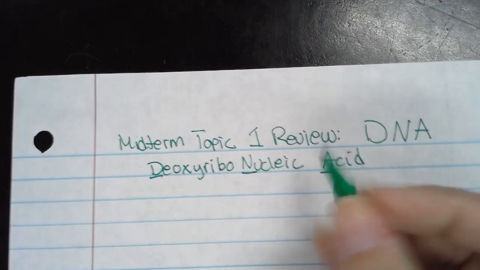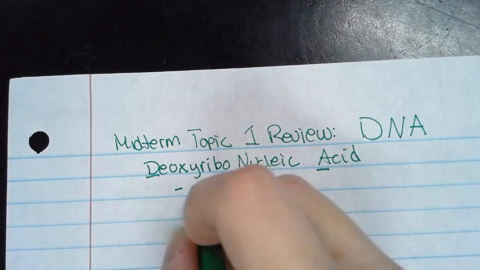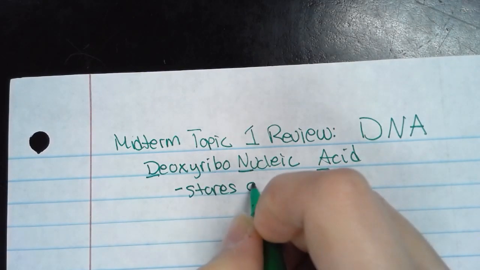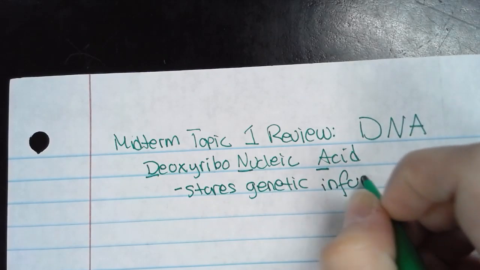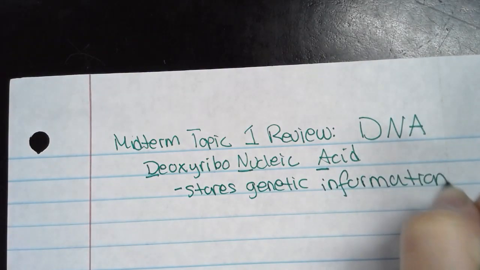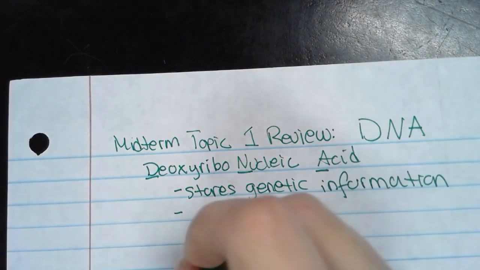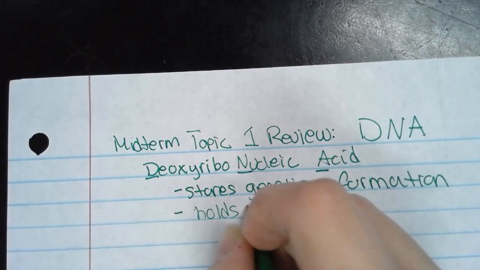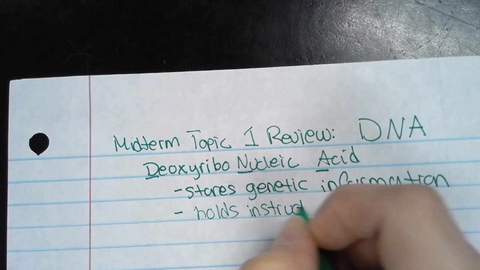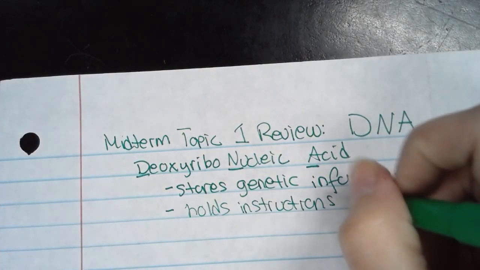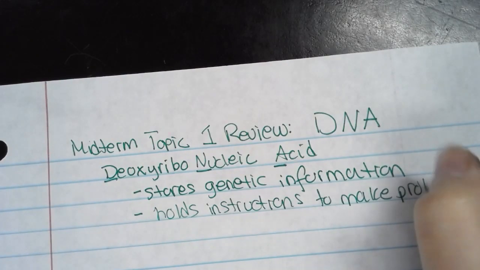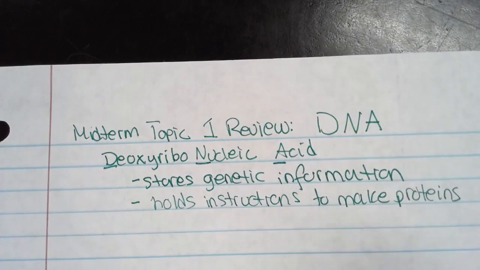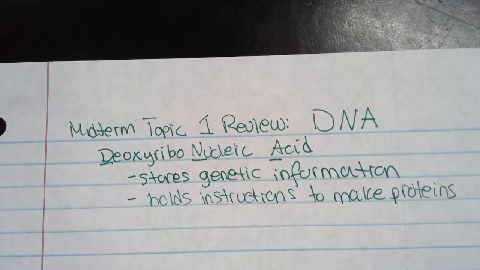Now we know that it's a nucleic acid, hence the name, so we know that it stores genetic information. And what that really means is that it holds instructions to make proteins. So DNA has all of the instructions to make all of the proteins that we need in our body. It's like a blueprint for the proteins of our body.